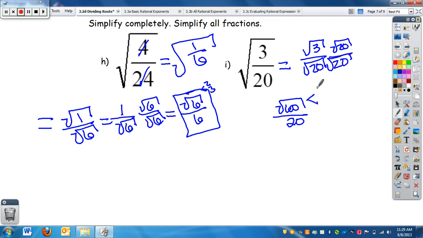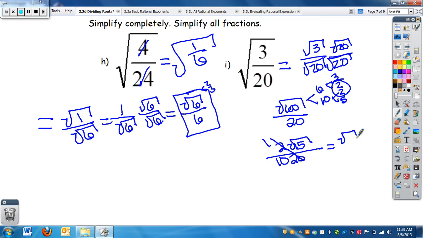And break this down into 6 and 10, 3 and 2, 2 and 5. I have a pair of 2s, so I have 2 square root of 15 over 20. Alright, so checking to simplify 2 and 20. Simplify down to 1/10. So that's 1 root 15, which is just root 15 over 10.